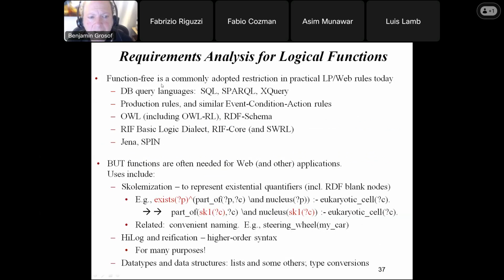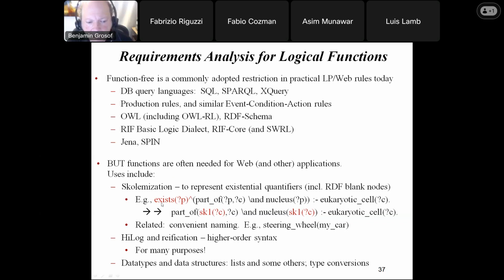Function free is a commonly adopted restriction in practical LP or web rules today in not only database query languages and business rule systems based on production rules or similar event condition action rules, but also OWL, the ontologies in semantic web, and some other things in semantic web, such as basic sorts of semantic rules that are often used in combination with knowledge graphs. But functions are often needed for applications over the web and in other realms, including to do skolemization to represent existential quantifiers.